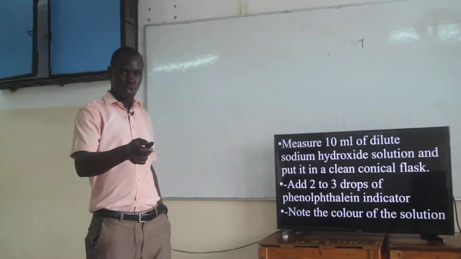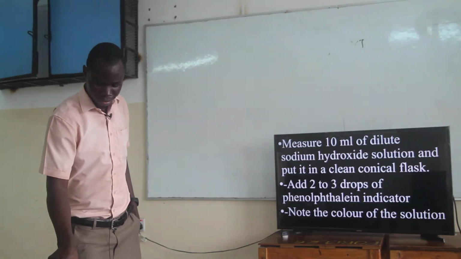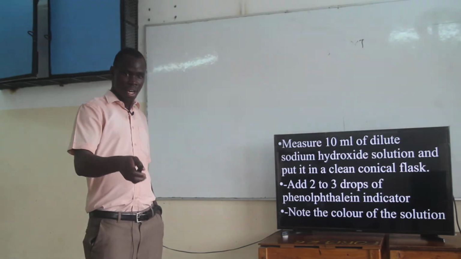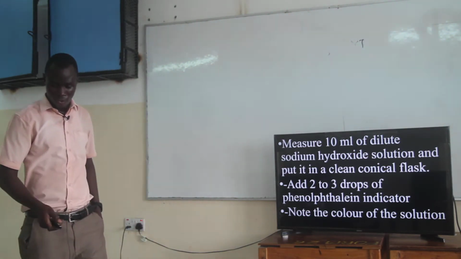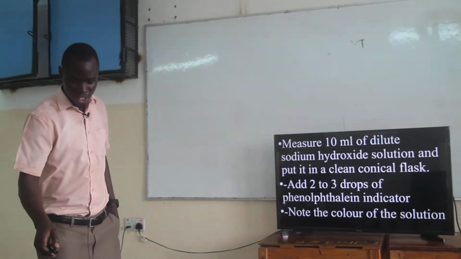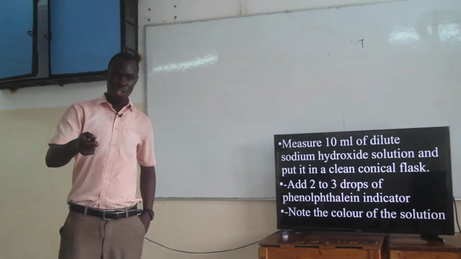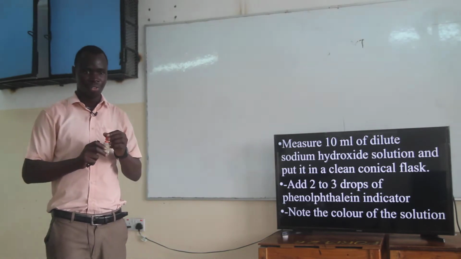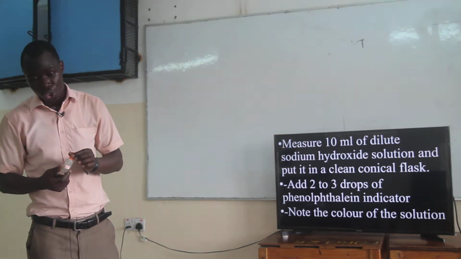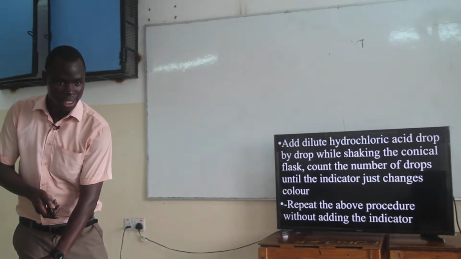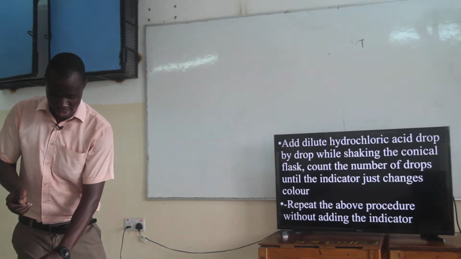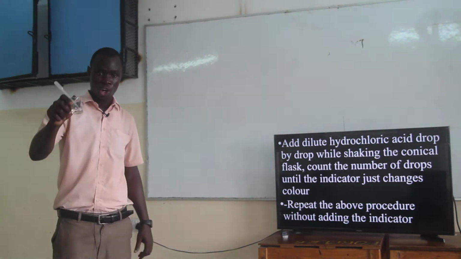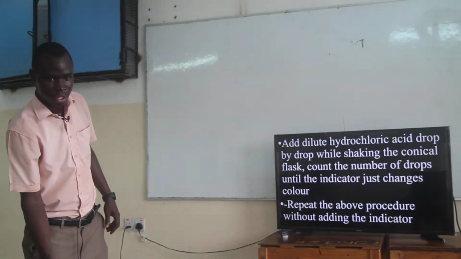Measure the limit of dilute sodium hydroxide, which was this one, and put it in a clean conical flask. In this case, we used a test tube. Add 2 to 3 drops of phenolphthalein, which is this indicator. Note the color of the solution. Add dilute hydrochloric acid drop by drop. Here is our dilute hydrochloric acid.